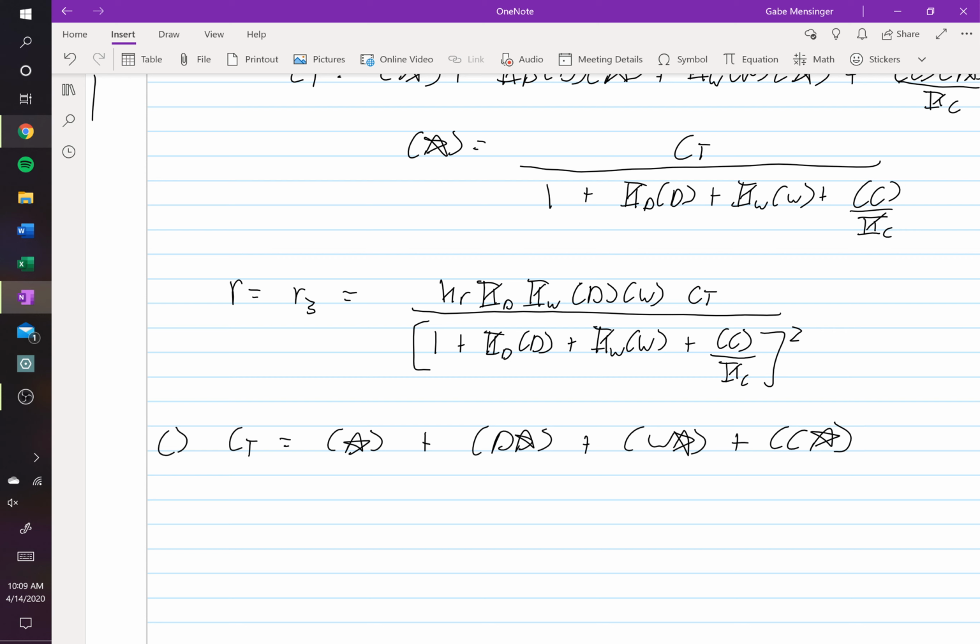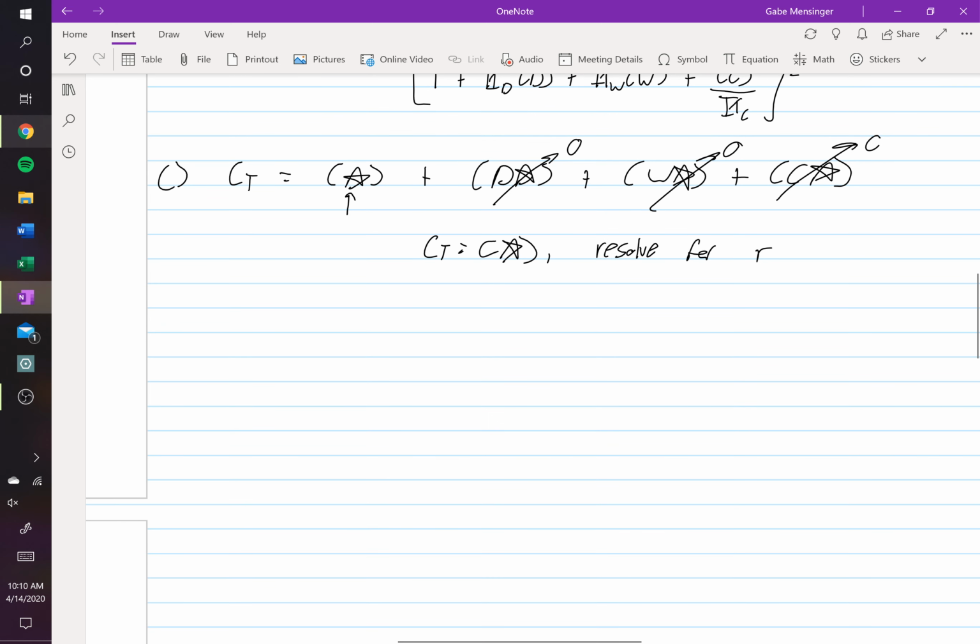So when we assume massy, we assume that whatever is massy, in this case, this guy, the concentration of that is so large in comparison to everything else that they essentially go to 0. So we get that CT is just equal to our empty sites. And then from there, we solve for R. And I'll leave that to you guys. It's not too terribly difficult.